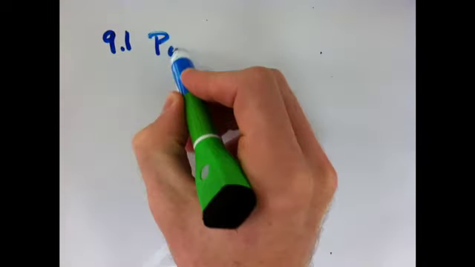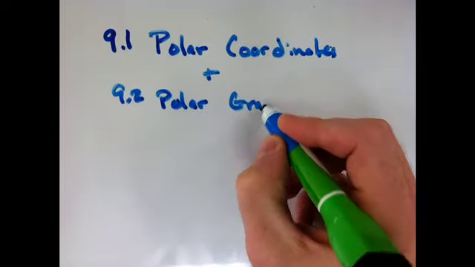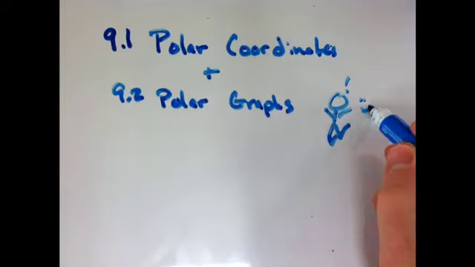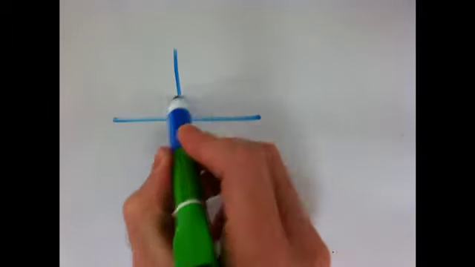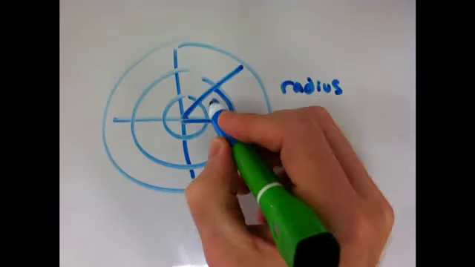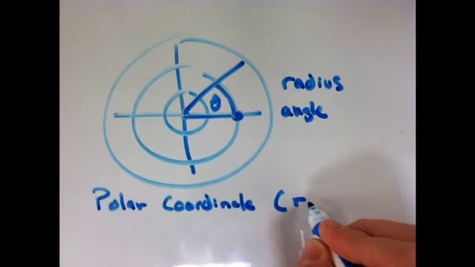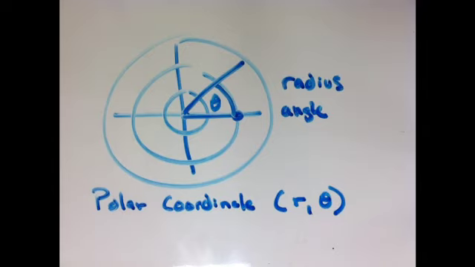And here we go. We're in Chapter 9. We're going to talk about polar coordinates and polar equations. We've been living our life in the XY plane for most of your mathematical career. Now we're going to drop ourselves in the polar plane. Usually a polar graph looks like that, and you have a radius and an angle. And instead of an XY coordinate, you have an R theta coordinate.